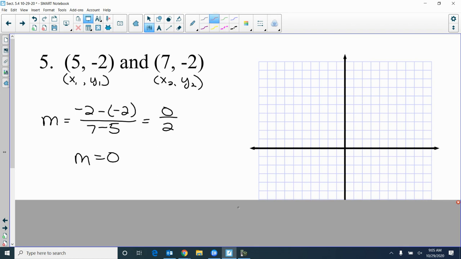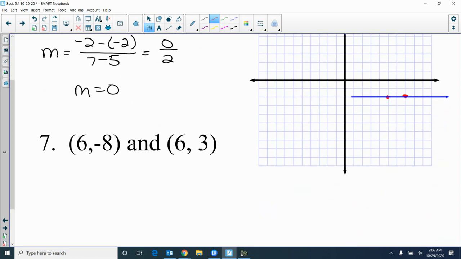Now, I know you don't have a graph, but if you take a look at 5, -2, that would be this point right here, and 7, -2 would be this point right here. And if I connected them, what type of line is that, Christian? 0. Well, we can also call it a horizontal line, with zero slope. Yeah, zero slope. It's a zero line. Okay. All right, how about 6, -8, and 6, 3?